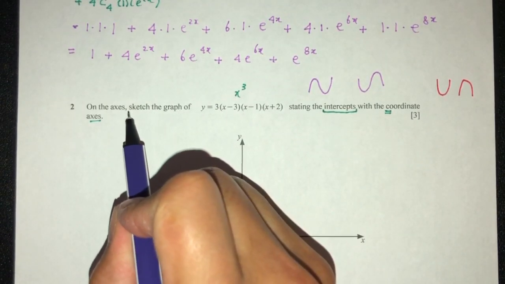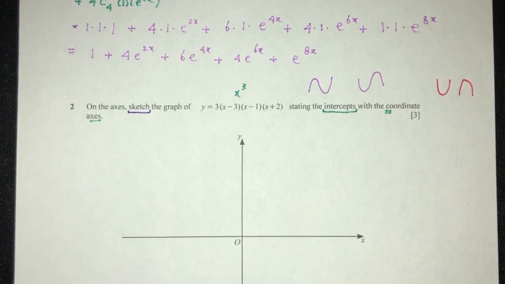Now obviously, as you can see here, we have sketch. Sketch means it doesn't need to be exact. It doesn't need to be exactly where it is supposed to be. We just have to provide an idea, an illustration: how is the curve supposed to look like? So let me approximately draw this curve.